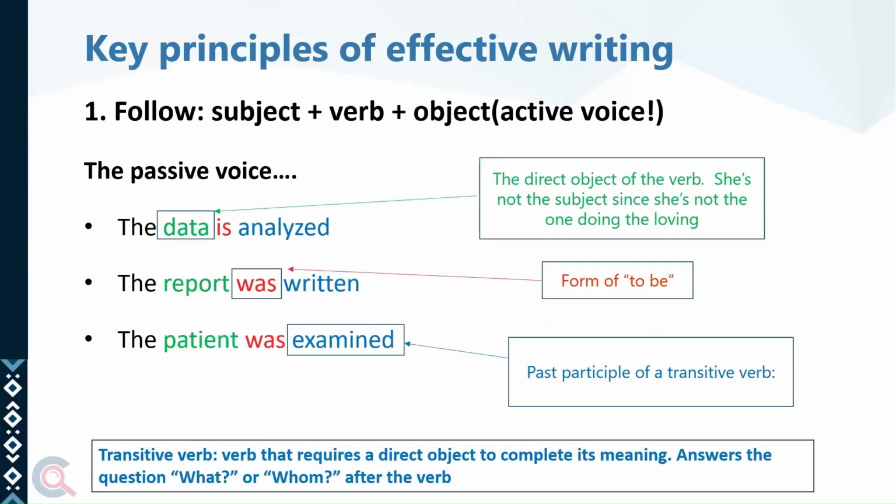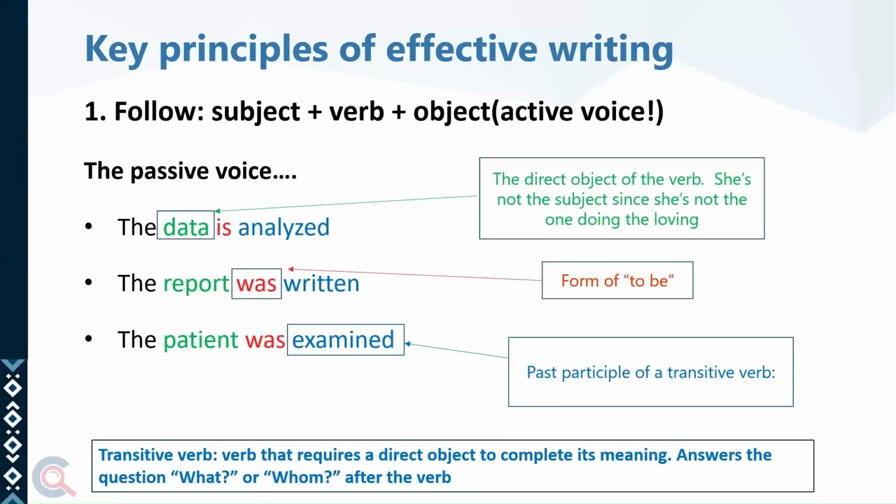We have to take note that a transitive verb is a verb that requires a direct object to complete its meaning, meaning that standing alone, that verb doesn't make sense. If I say that he analyzed, if I end the sentence like that, you'll be tempted to ask, analyze what? So analyze is a transitive verb because standing alone it doesn't have a meaning. So you usually ask the question of what or whom after the verb.